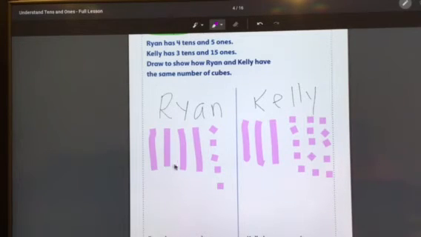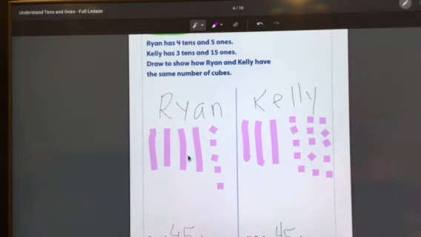10, 20, 30, 40, 41, 42, 43, 44, 45. So on the line, Ryan has 45 cubes. And Kelly has 10, 20, 30, 31, 32, 33, 34, 35, 36, 37, 38, 39, 40, 41, 42, 43, 44, 45. Kelly has 45 cubes.